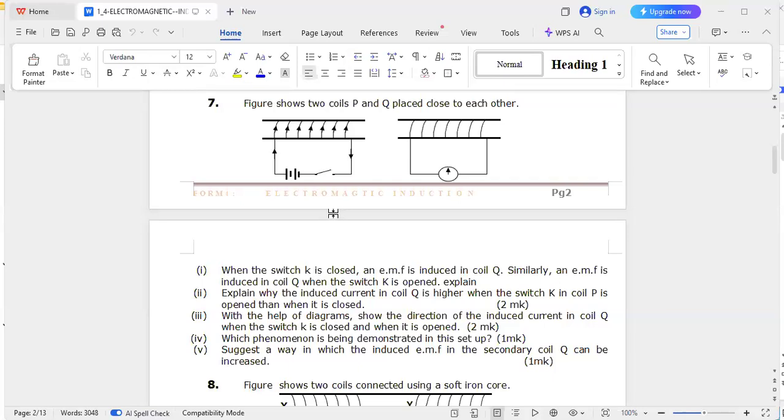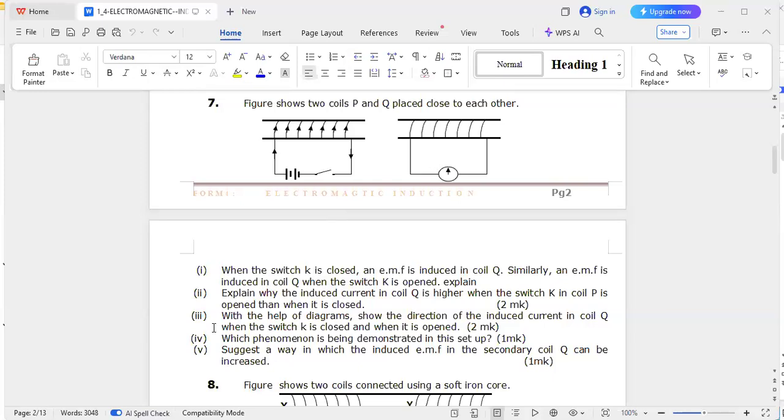Even when you enter a room and switch on the lights, you will see some bulbs struggling to switch on, but you will never see a bulb struggling to go off. So current takes a shorter time to die off than to build up. Hence, a faster rate of change of magnetic flux linking P and Q. That's the answer to Roman 2.